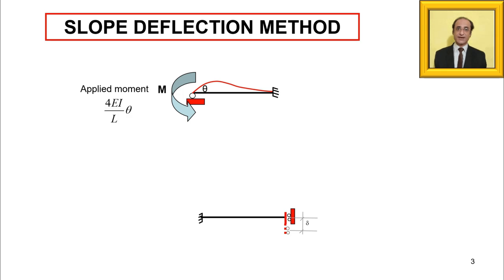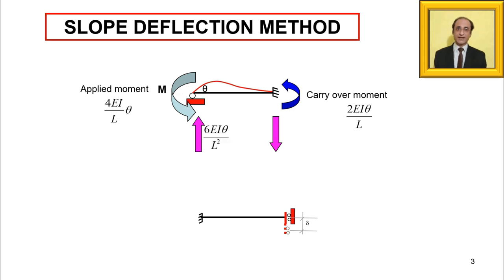Then the relation between the applied moment and the angle theta is 4EI/L theta. And there is a carryover moment equal to 2EI/L theta. You are very much familiar with this aspect. And using these two moments, we can obtain the reactions, that is 6EI/L² theta.